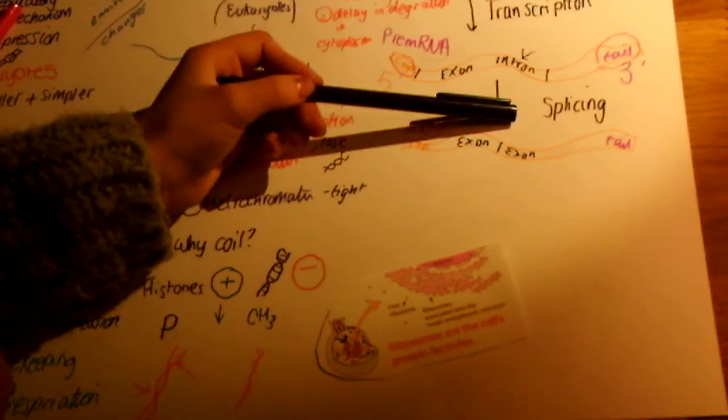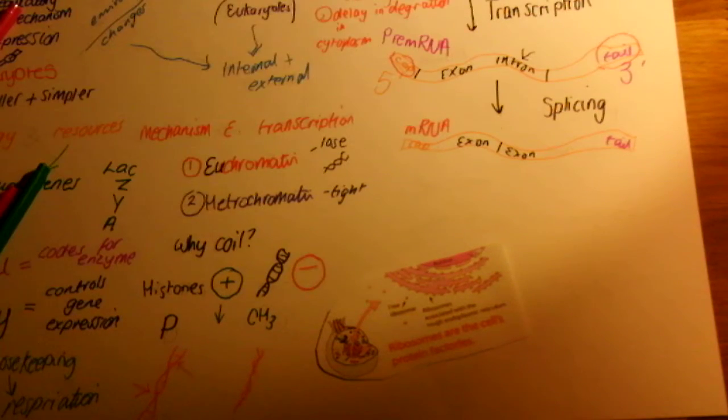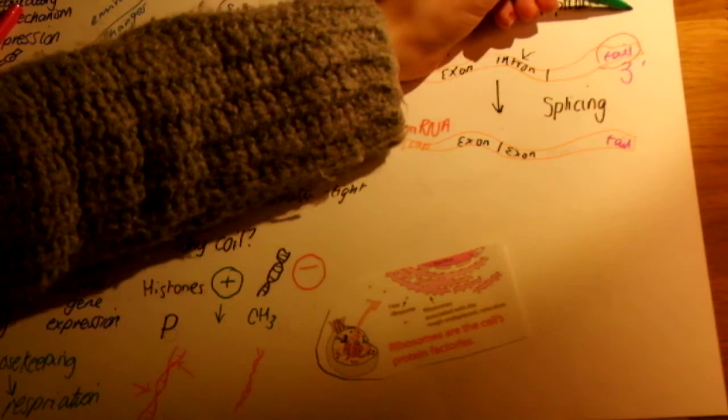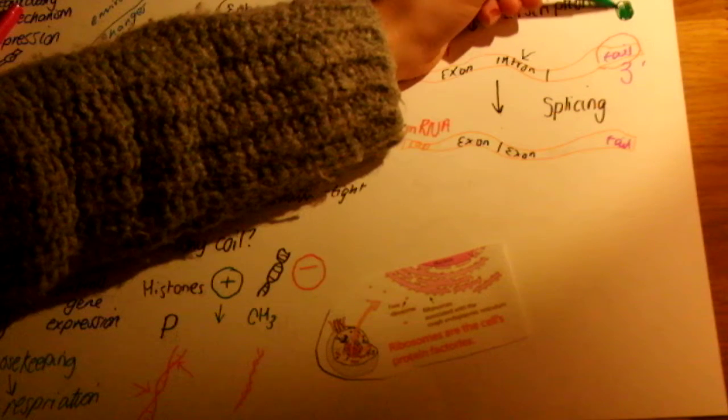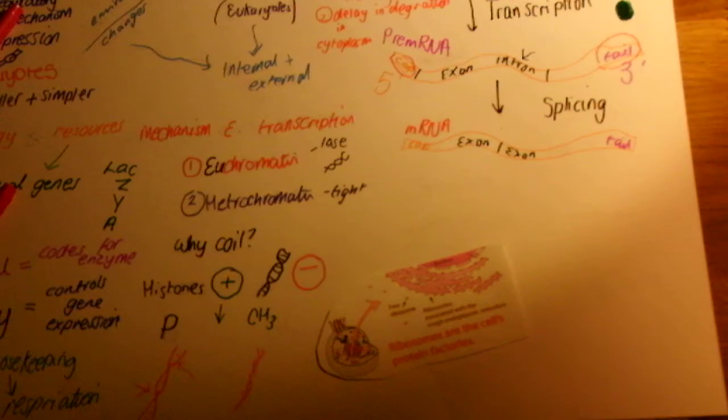Both the splicing and the cap and tail addition occur within the nucleus. So I always do the nucleus in green for some reason. So it always still occurs in the nucleus before leaving through the pores. This is always in the nucleus.